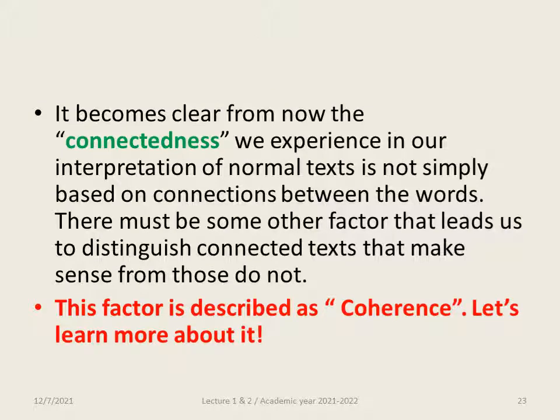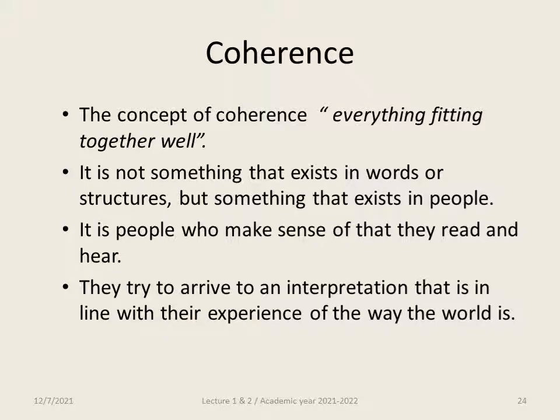So it becomes clear from now that the connectedness we experience in our interpretation of normal text isn't simply based on connections between the words or the linguistic entities in the text. There must be some other factors that lead us to distinguish connected text that makes sense from that which does not. So this factor is described as coherence. Let's learn more about it. Coherence, the concept of coherence, everything fitting together well.